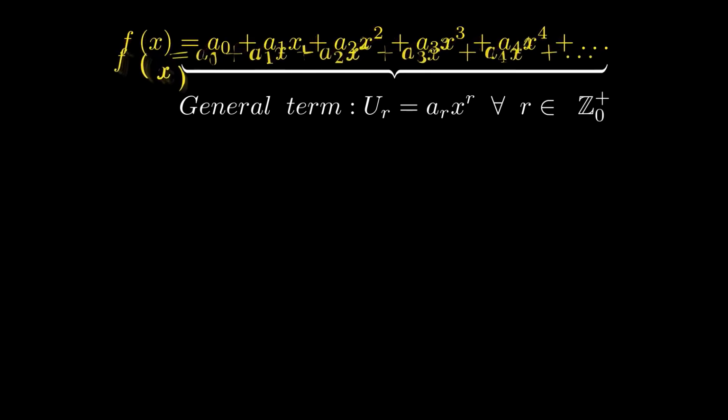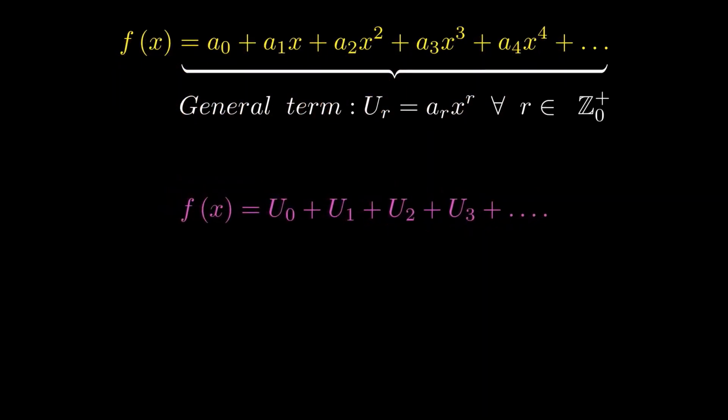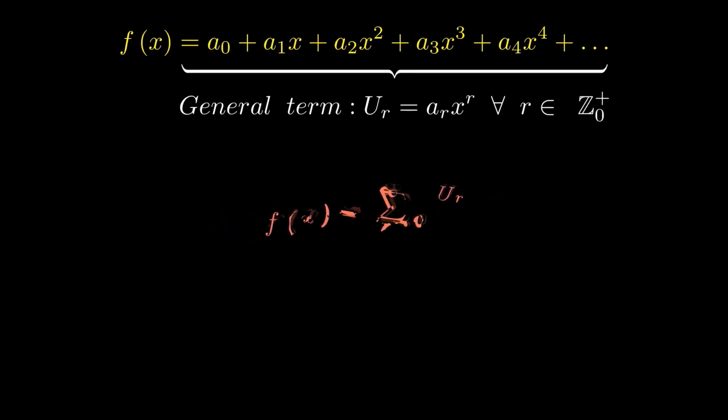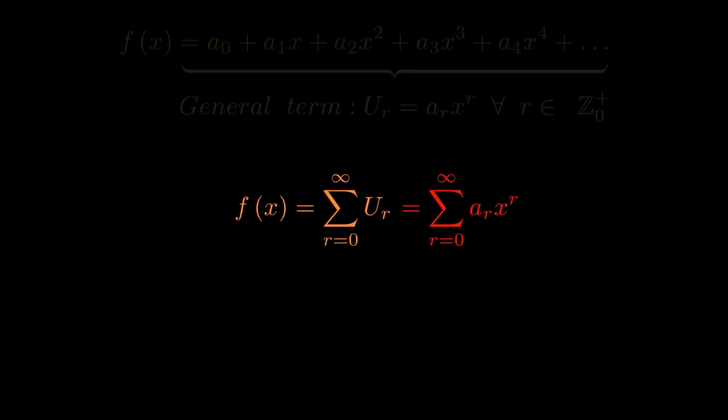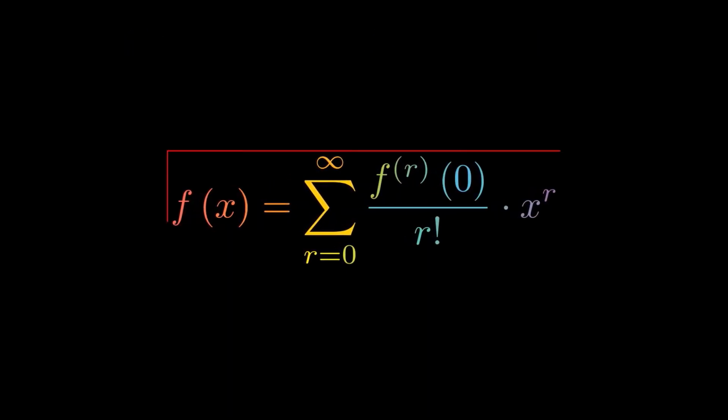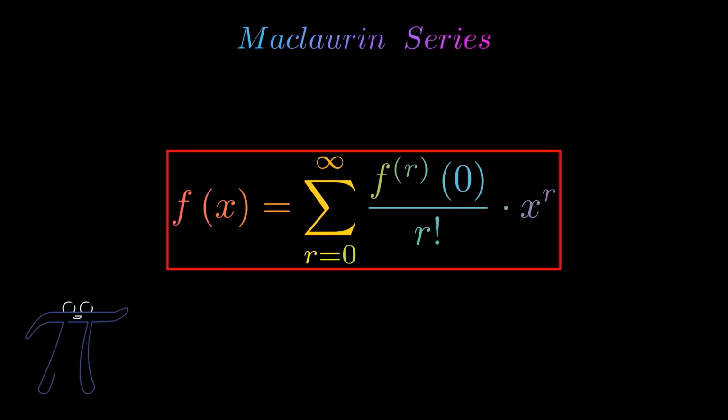Now that we know the general term, let's write the infinite series as the sum of the general terms. Why not make it more compact, and let's write it as a summation. Since we know the general term U_r, let's substitute that for U_r. Also recall that we know the formula for a_r, so let's substitute that for a_r. And there you have it, my dear friends. This is what you call the Maclaurin series.